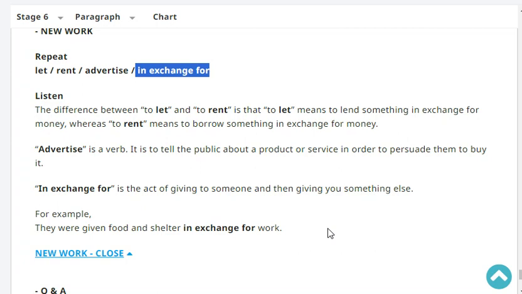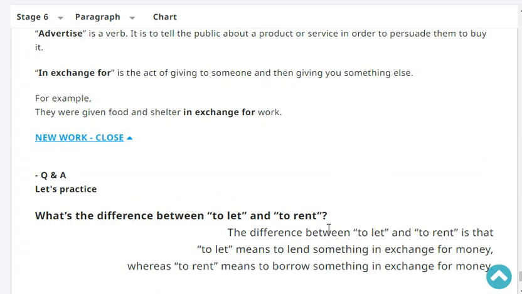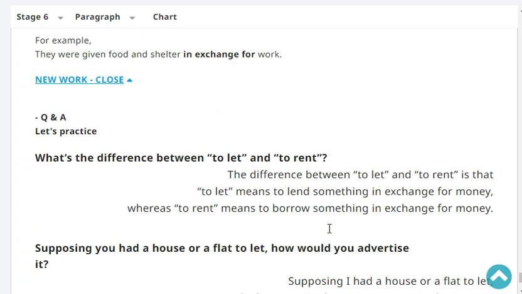in exchange for money, whereas to rent means to borrow something in exchange for money. The word advertise is a verb. It is to tell the public about a product or service in order to persuade them to buy it. When we say in exchange for, it is the act of giving to someone and then getting something else. For example, they were given food and shelter in exchange for work. So it means they have to work so that they will have food and a house, shelter.